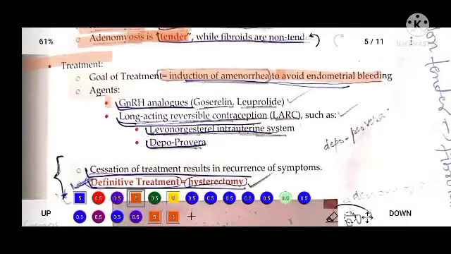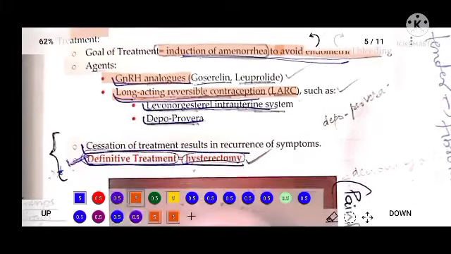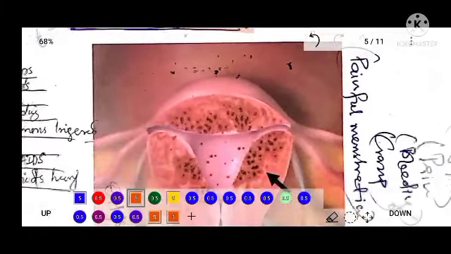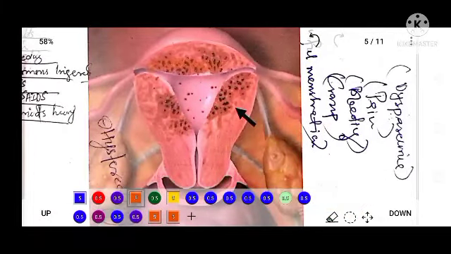The treatment for this condition is induction of amenorrhea to avoid endometrial bleeding. Amenorrhea is achieved through GnRH analog or long-acting reversible contraception, levonorgestrel and Depo-Provera. Conservative treatment results in recurrence of the symptoms, so the definitive treatment is hysterectomy. As you can see here, the myometrium is involved, in which bleeding occurs, and we have to stop that bleeding.